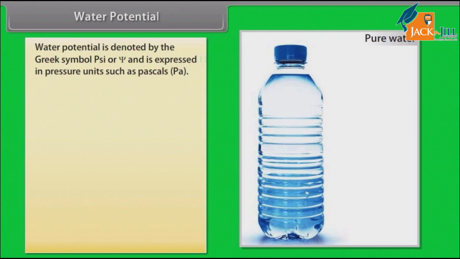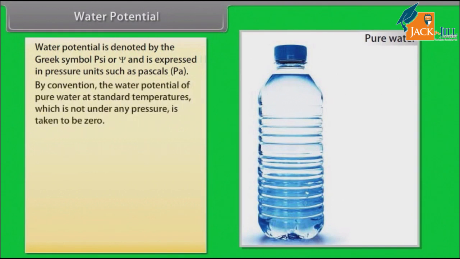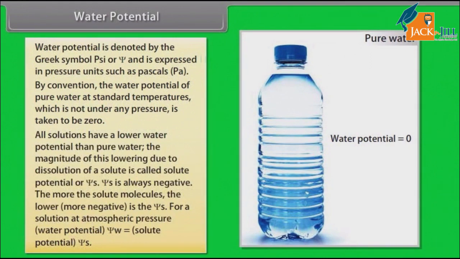Water potential is denoted by the Greek symbol psi and is expressed in pressure units such as pascals. By convention, the water potential of pure water at standard temperatures, which is not under any pressure, is taken to be 0. All solutions have a lower water potential than pure water. The magnitude of this lowering due to dissolution of a solute is called solute potential. Solute potential is always negative. The more the solute molecules, the lower is the solute potential. For a solution at atmospheric pressure, water potential is equal to solute potential.